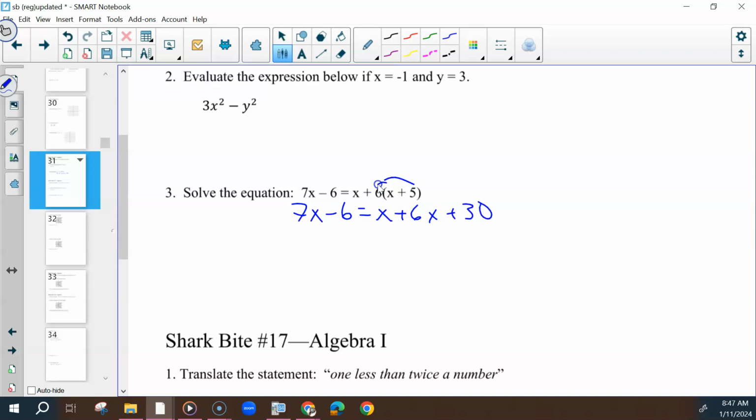Combine your like terms. From this, we should be able to see what type or how many solutions we would have. No solution, because we have the same coefficient but different constants. So you could stop there.